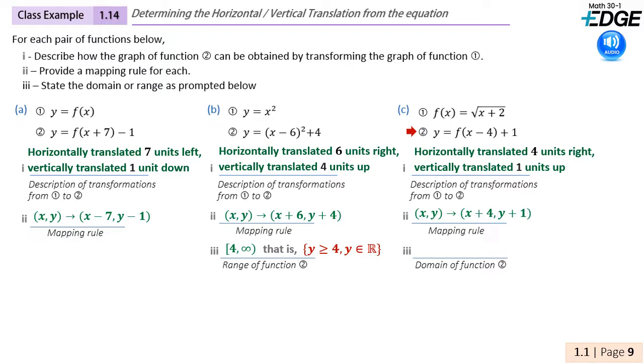Unlike example B, where we started with the base form, here we have not started simply with square root of x, but rather with the square root of x plus 2. So you'll need to consider what its domain is before you apply the transformations to that.